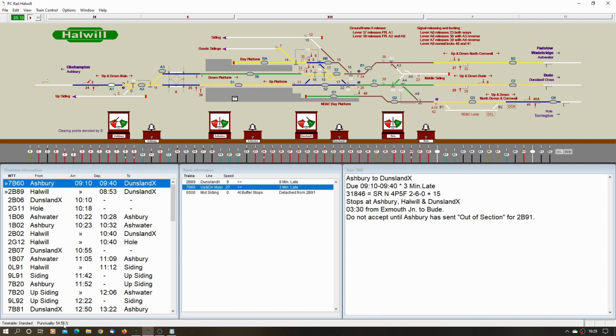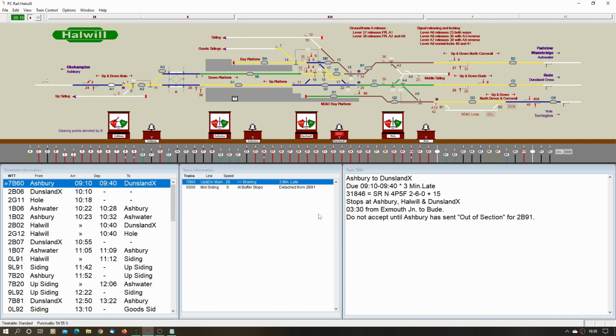So don't look at this punctuality because it looks terrible. 54.55%. As you run the timetable through, the trains on time, this will increase, of course. Right, out of section for that class 2, and we've just got this one coming in. I'll send out of section for that and leave it there.